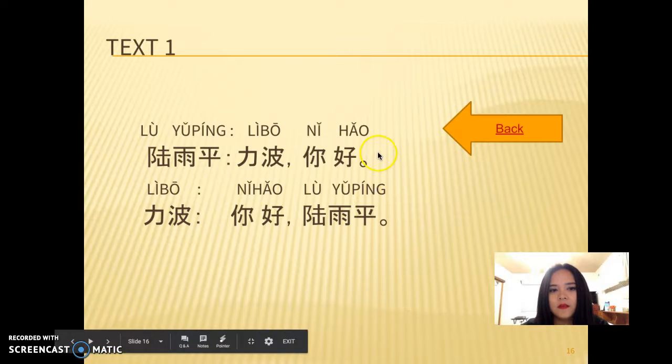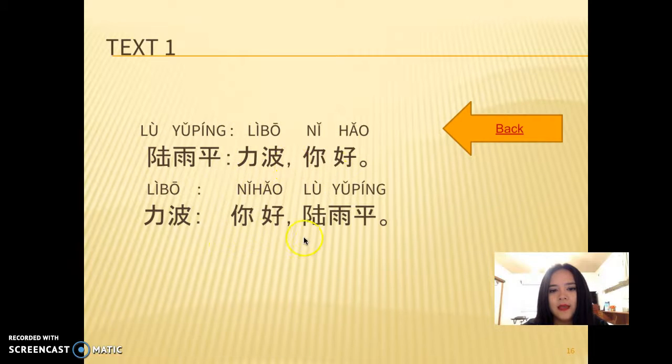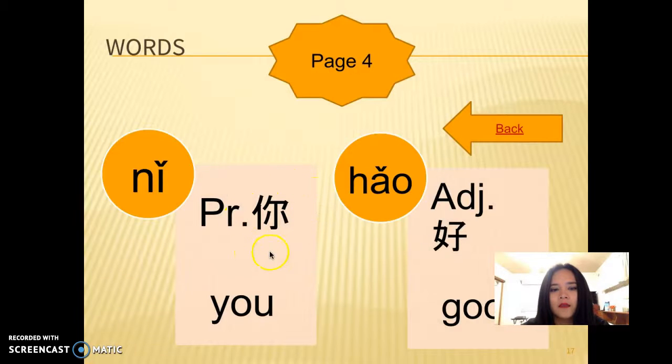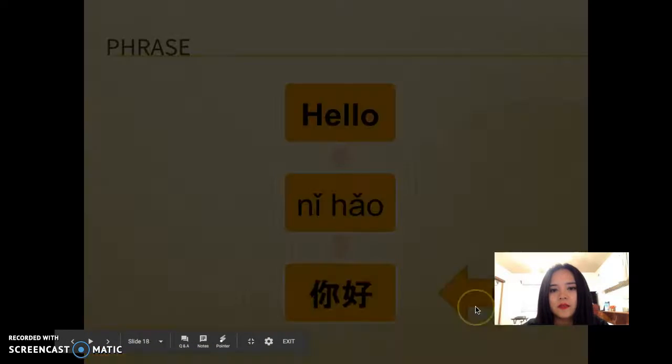And this dialogue is literally copied and pasted from the textbook. Let's just read the dialogue. 立波，你好，你好，陆雨平。Very simple. Just say hello to the names. You can change the order: first hello, then name, or first name, then hello. Here is the grammar part. 你 means you. 好 means good.